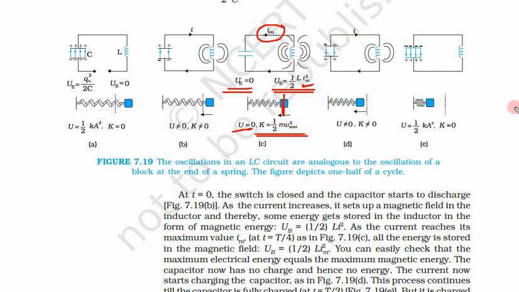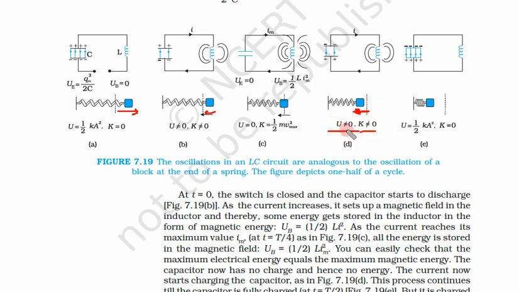Now after this, what starts happening? If we see this mechanical oscillator, it has now started compressing towards the inner side. We stretched it to one side, then left it, and now it has started compressing inwards. So what happens in this case? It is compressed again, and both the energies have some value.